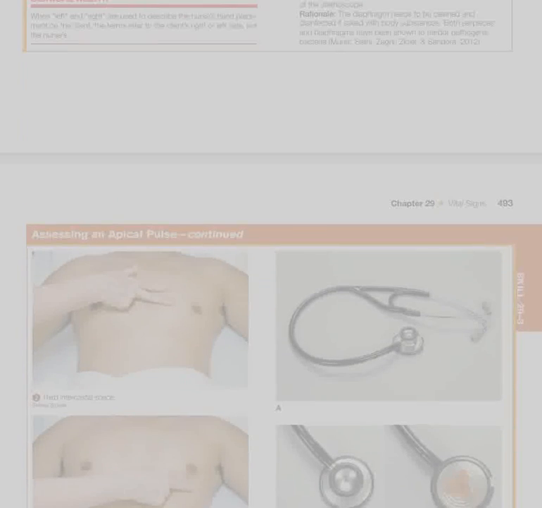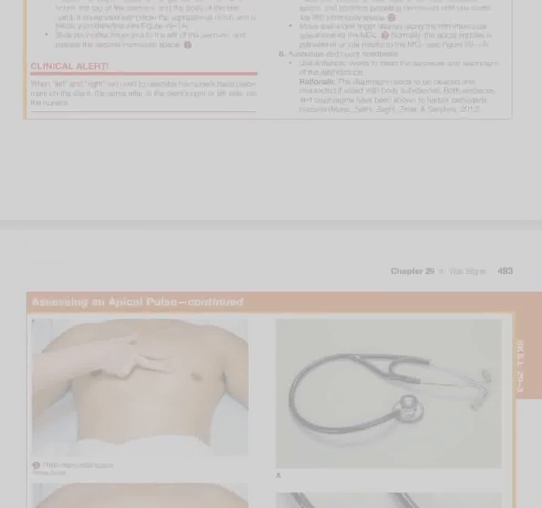Clinical alert. When left and right are used to describe the nurse's hand placement on the client, the terms refer to the client's right or left side, not the nurse's. Place your middle or next finger in the third intercostal space, and continue palpating downward until you locate the fifth intercostal space. Move your index finger laterally along the fifth intercostal space toward the MCL. Normally, the apical impulse is palpable at or just medial to the MCL, see figure 29-14.